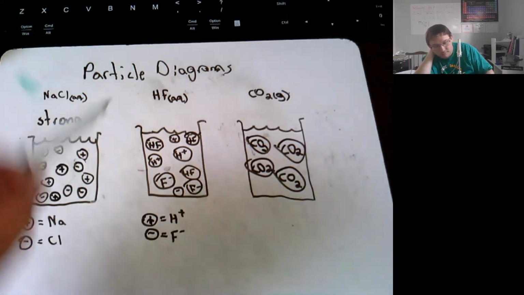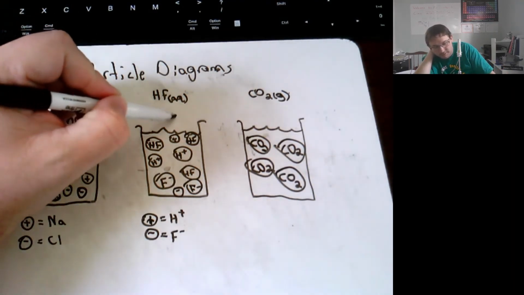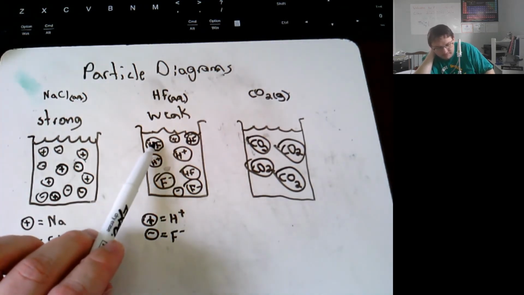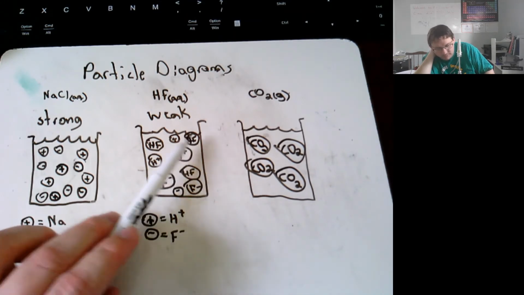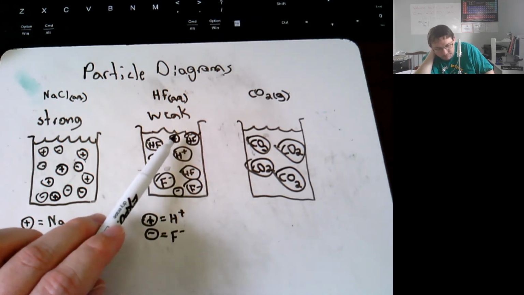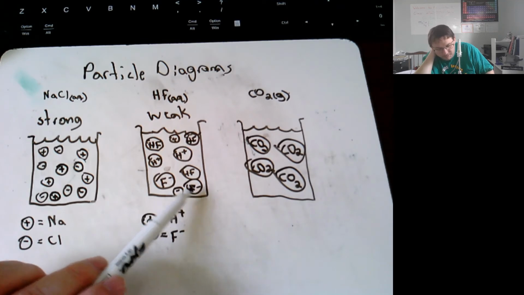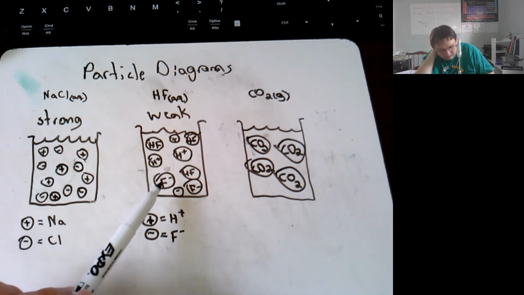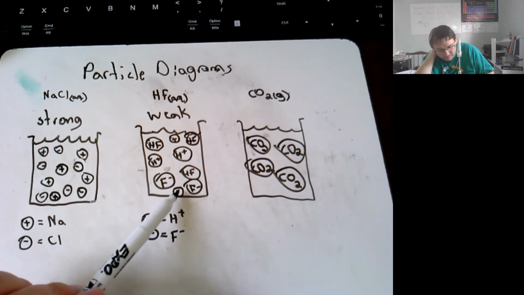Over here, we have a weak electrolyte. HF is a weak acid, and in that we have a weak electrolyte. You'll notice that we have some HF particles, but then we have some H plus particles and F minus particles. Okay? And so you're going to have both species: F minus, F minus, F minus, H plus, H plus.